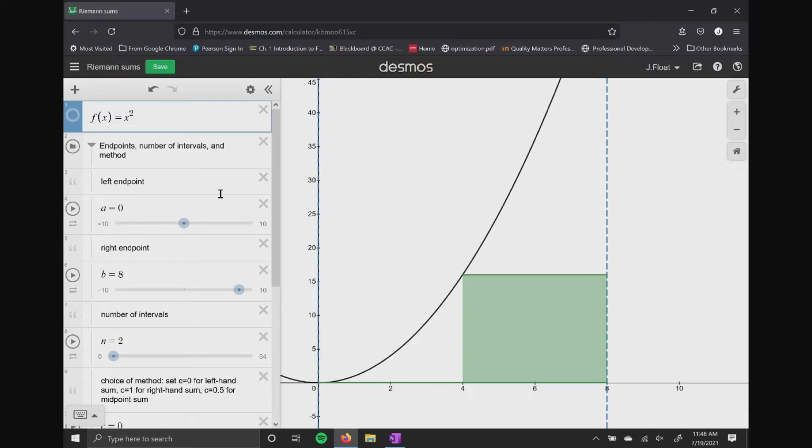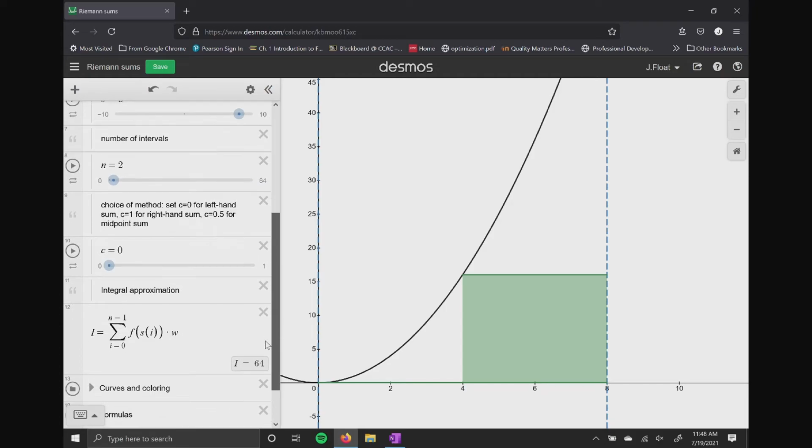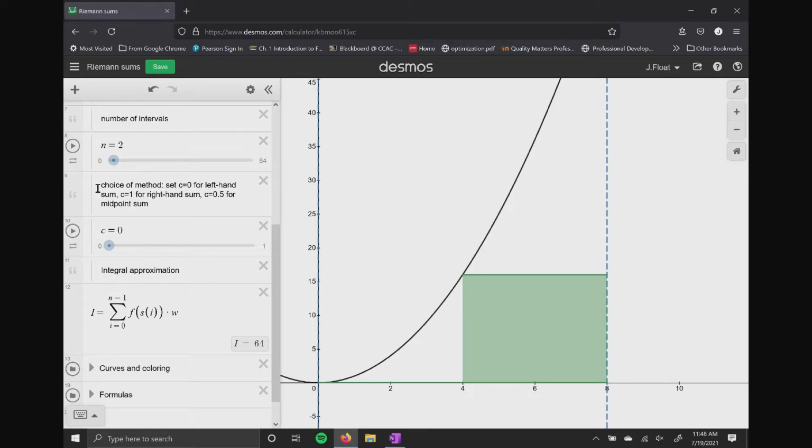So we're going to go back to my picture here. So notice here, this is the left-ended rectangles right here. So let me scroll down here a little bit because I'm going to read to you on the left-hand side. So my choice of method, if C equals 0, then we're going to have left-handed sums. If C equals 1, we will have right-ended sums. And then C equals 0.5 for midpoint sums. I'll get to the midpoint in a second. What we're going to do is we're going to focus on just left hand and right hand.